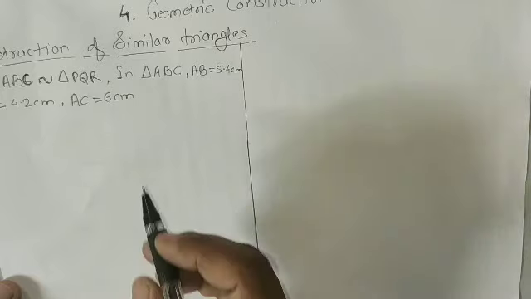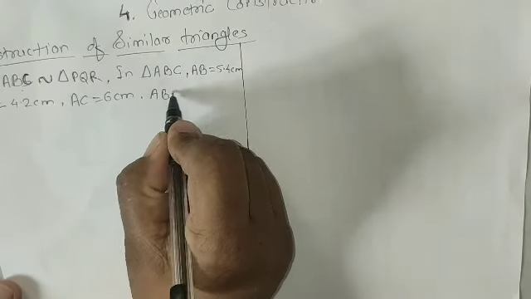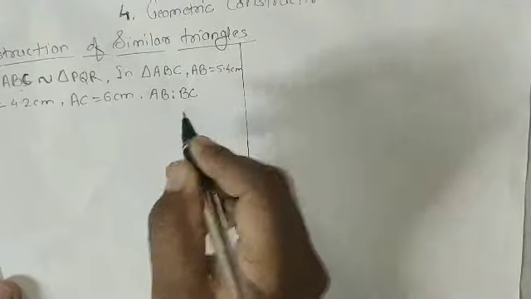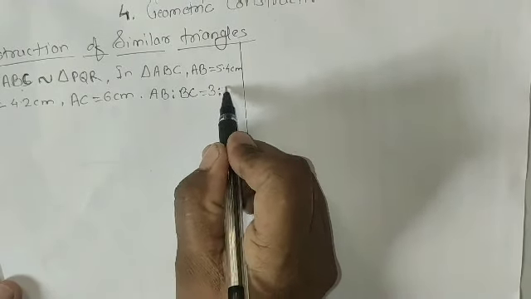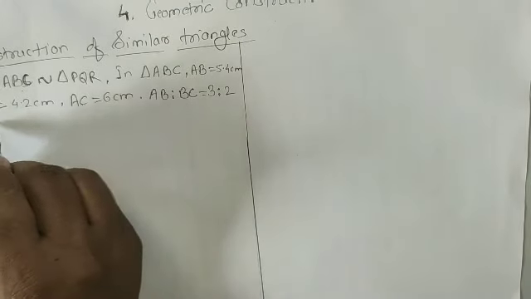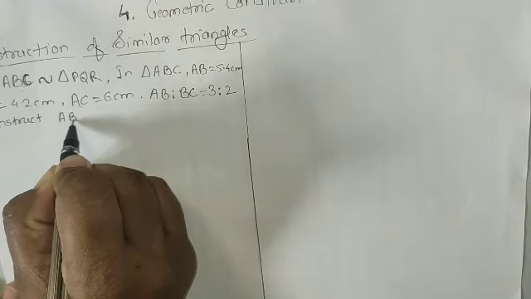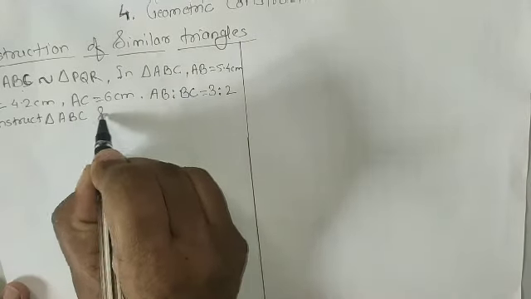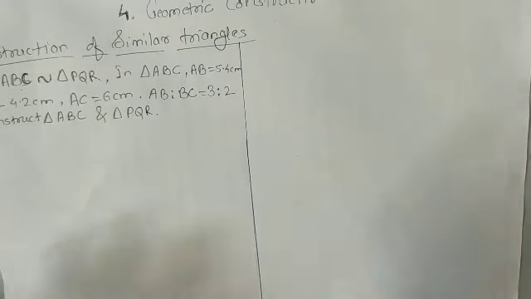And they gave us one ratio of the sides of the similar triangles, that is AB is to BC equals 3:2. Right? Now we have to construct triangle ABC and triangle PQR, both they told us. So here is the question.